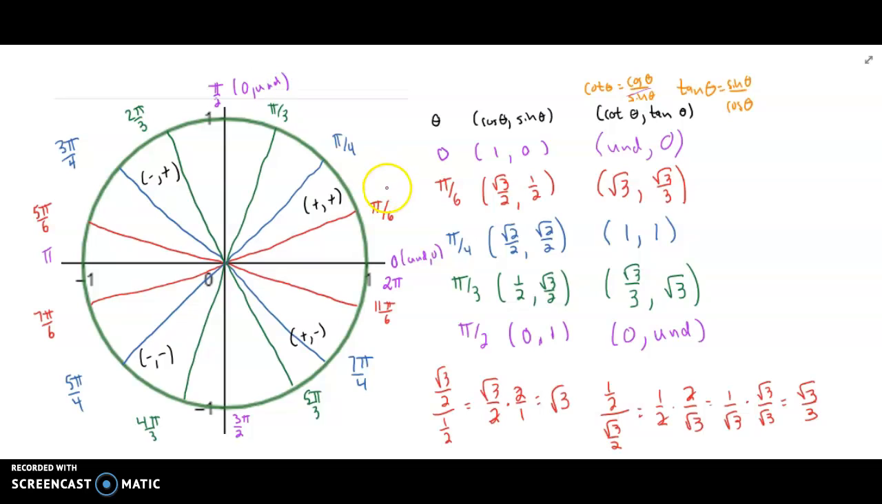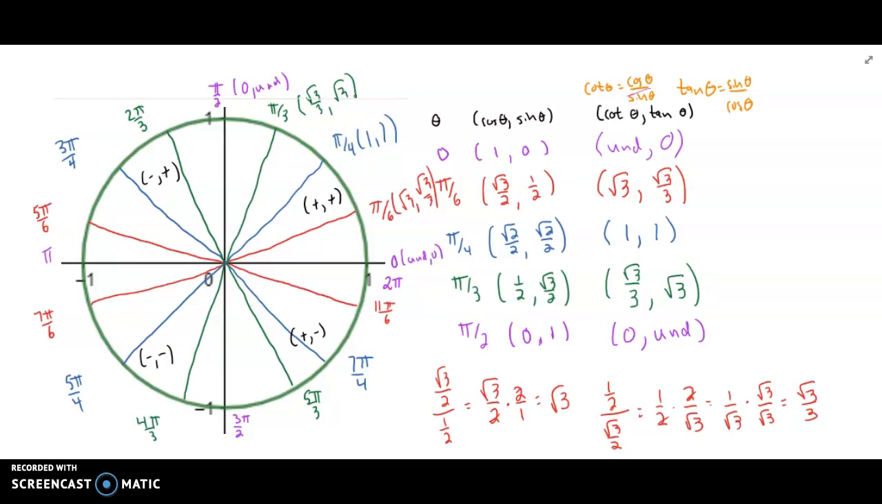And start looking at the other quadrants, which is going to change things a bit for us. Oops. Helps if I write them correctly. And then pi over 4's are 1 and 1. Yeah, that's a great looking one. And then pi over 3 is root 3 over 3 and root 3. All right, cool.